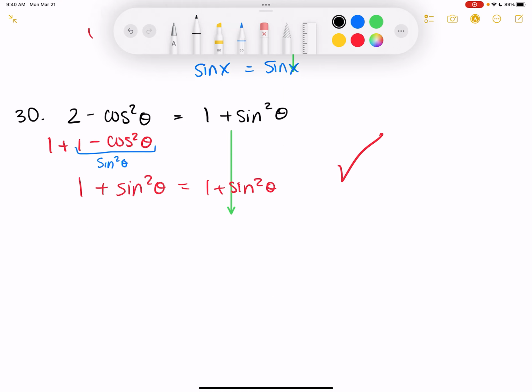All right, the next one is 32. And this one is the sine squared of minus x over the tangent squared of x is equal to cosine squared of x.